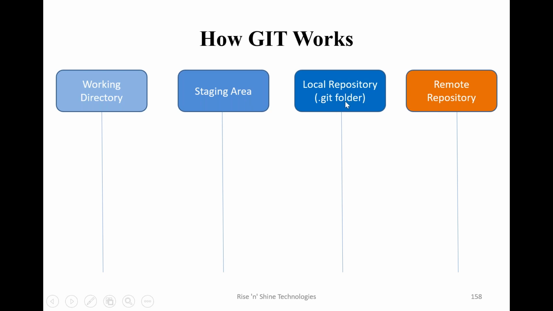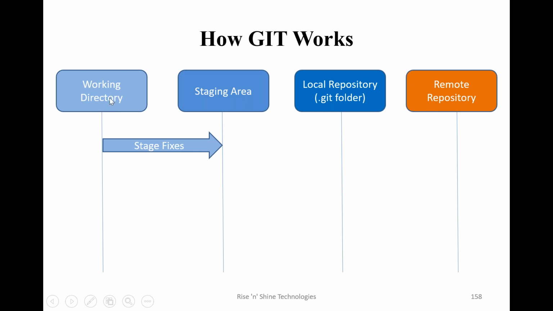And after committing the files to the local repository, then you can push the files from the local repository to the remote repository. So this is the flow of execution, or the flow of the process, of adding and pushing the files from the developer's working area to the remote repositories. But how do you do that? What are the commands that support that?